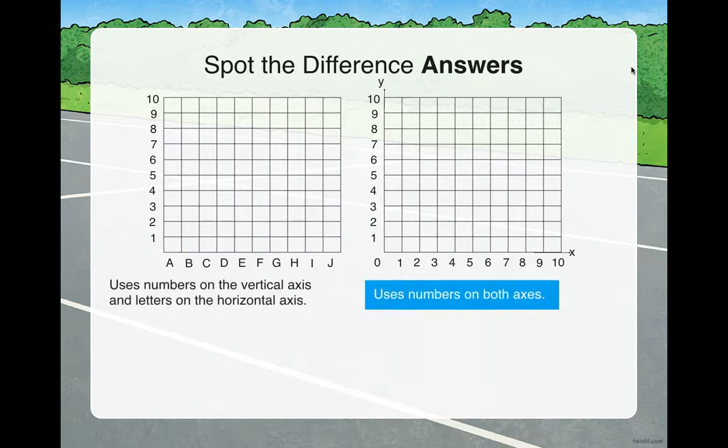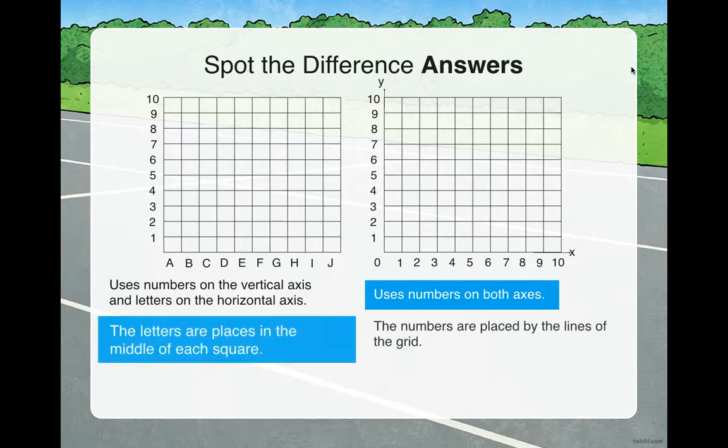Okay, let's have a look at the differences. The one on the left uses the numbers on the vertical axis and letters on the horizontal axis, so that's not correct. You have to have numbers on both axes. The letters are placed in the middle of each square. No, you always have to have the numbers and they're placed by the lines of the grid.